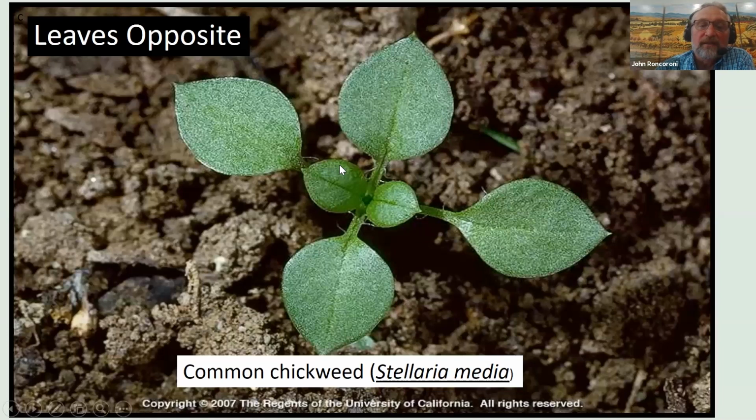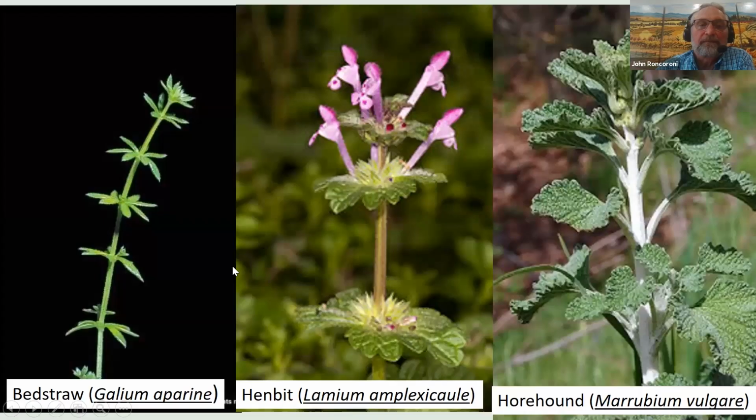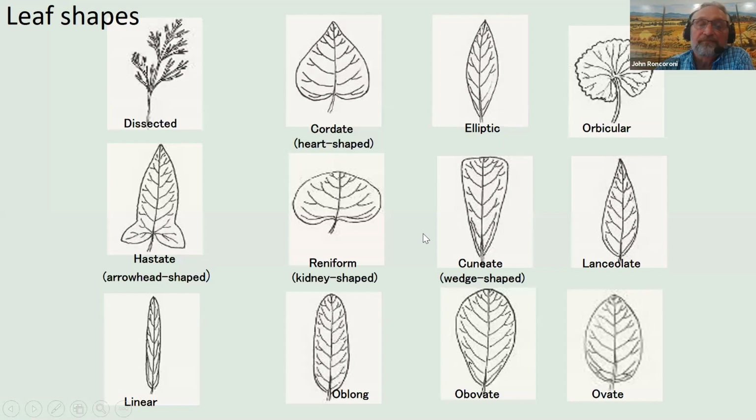Chickweed. Now, these leaves are opposite all the way up. Two here, two here. Square stems: bedstraw, henbit, and horehound. Now you can see, and this is a great characteristic, you can roll them in your fingers and feel that they're square, exactly.